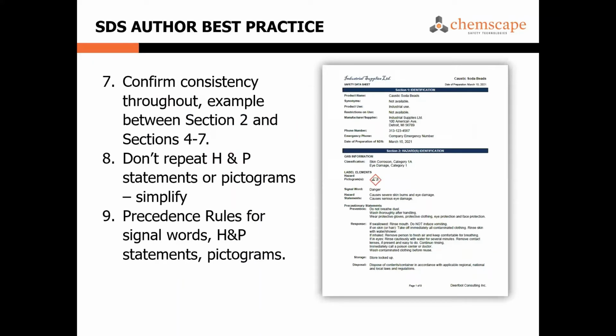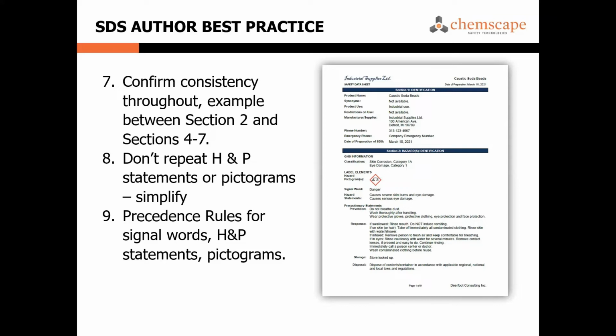Number 7, confirm consistency, for example between section 2 and 4. These things, once you have your classification, they feed through. So section 2 is your classification, and it flows. It determines what you're going to say in section 4 through 7. So also, don't repeat H and P statements or pictograms. Simplify as much as you can. There's a rule of precedence that I'll go into, and definitely that's more of a cut and paste error, and yeah, you don't want that.